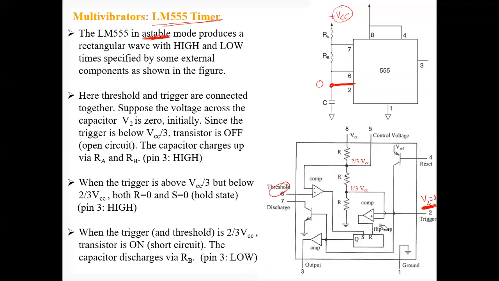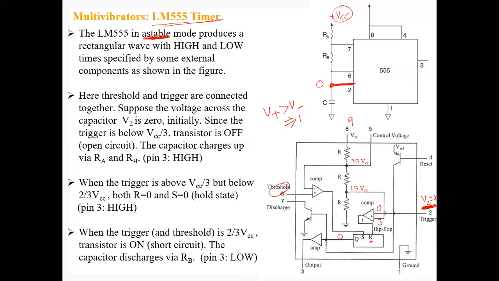This is 0, right? So B plus greater than B minus gives me 1. Remember, this is 0, B minus is 0, and B plus is 3. For instance, let's say 9 volt. In the beginning, this gives me 1. The reset is 1. Does it make sense? Reset is 1, meaning it gives me 0.